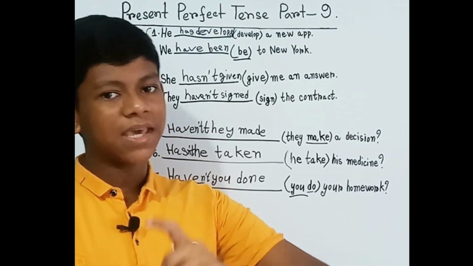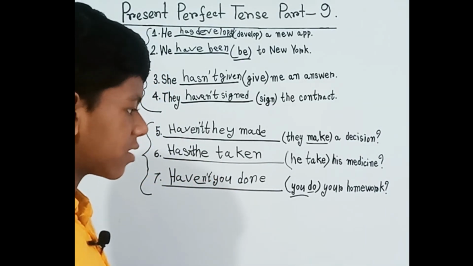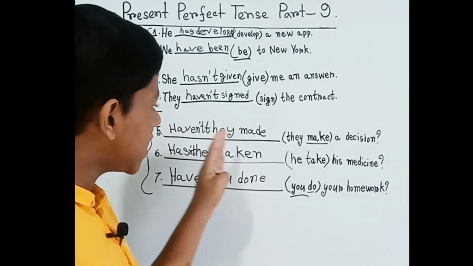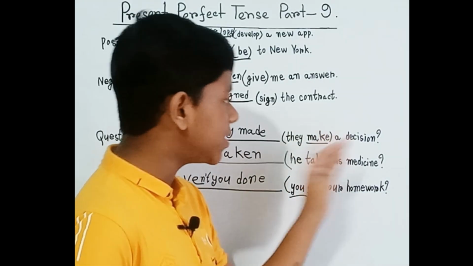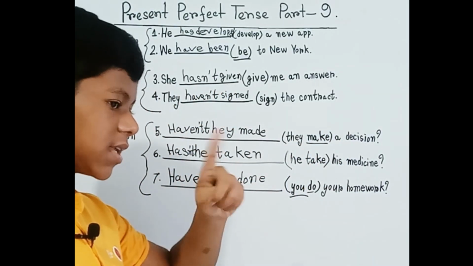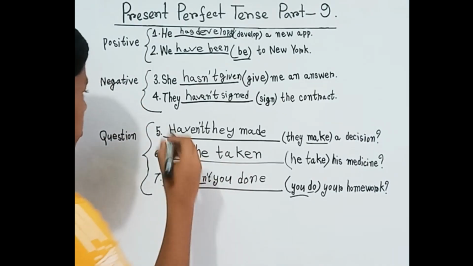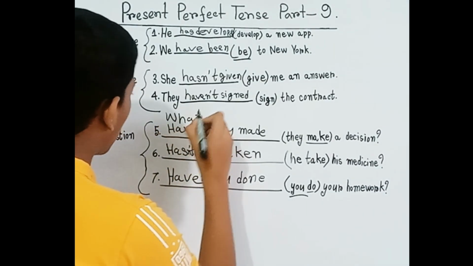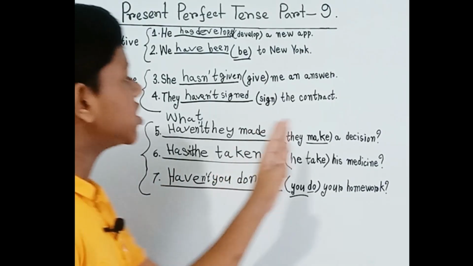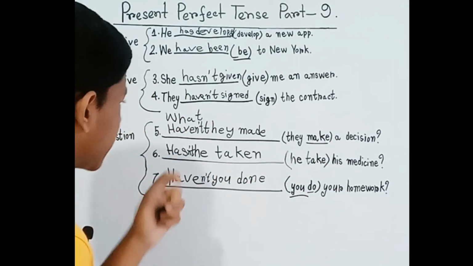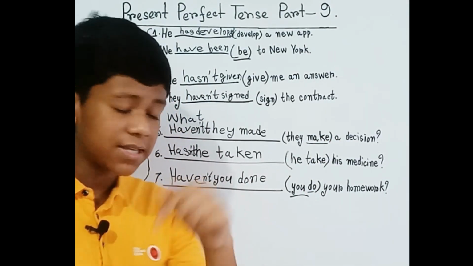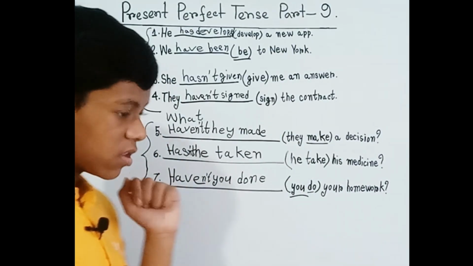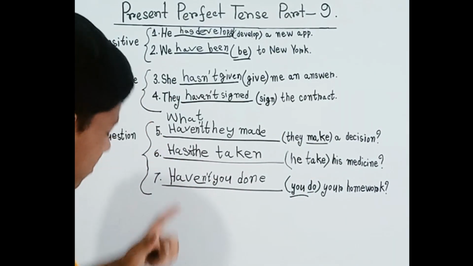We can also make it with WH words. Imagine that this is: have they made a decision? Make it with a WH word, that is what. We can write here what. What have they made? And if we want to say it with the negative, what haven't they made? So you can say it like this with the other sentences.